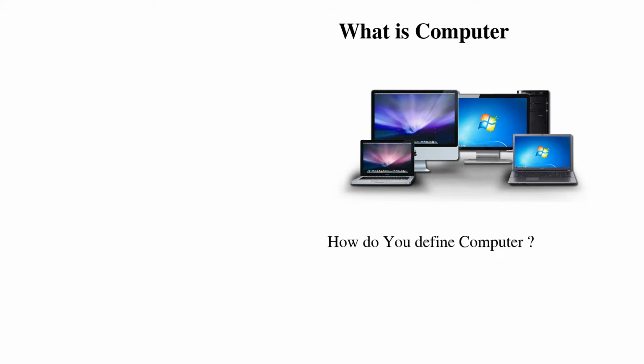Okay, a computer is an electronic device which accepts data, processes it, and gives a result as output. A computer is an electronic device that is capable of accepting input and giving an output. Okay, yeah, you all say it.